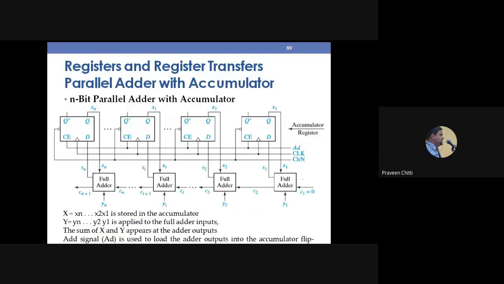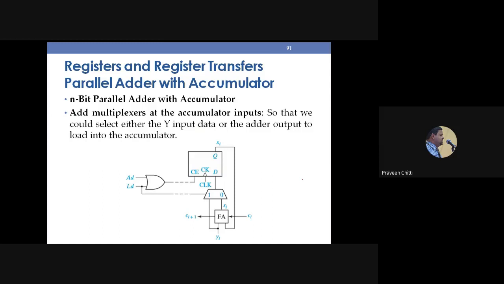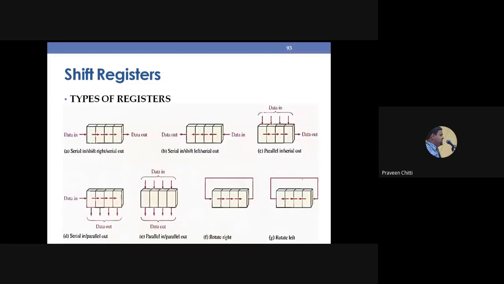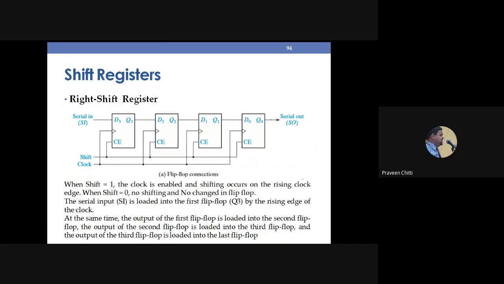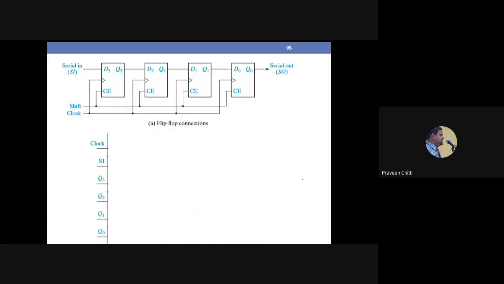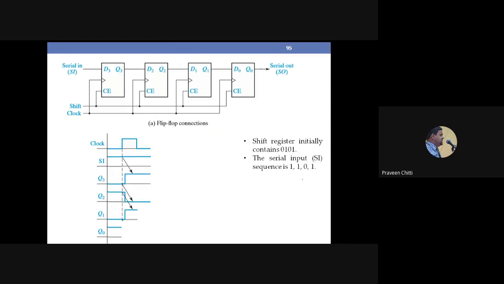Then we'll be studying the parallel adder with accumulator, how we can implement a parallel adder with the accumulator so that we can accumulate the result in the accumulator register, right? And this is the block diagram for the same. And then we'll be discussing the shift registers, which I explained just now: serial in, serial out, serial in, parallel out, and parallel in, serial out. These are the shift registers which I have discussed already in your first year engineering. Again, I'll be explaining this in detail in the next class, right?